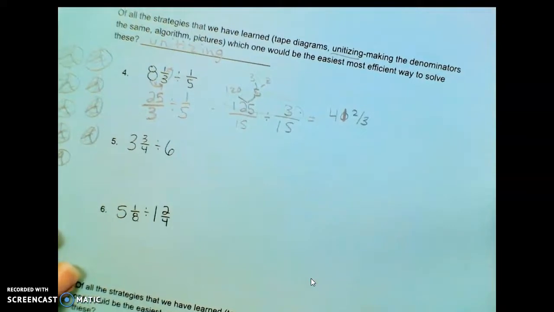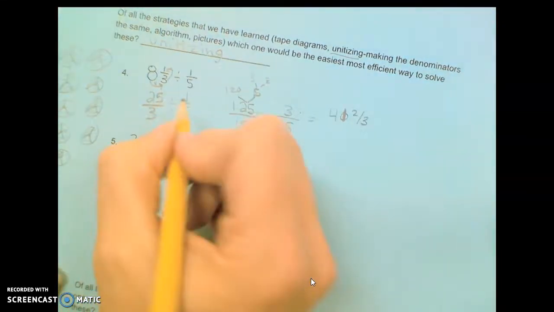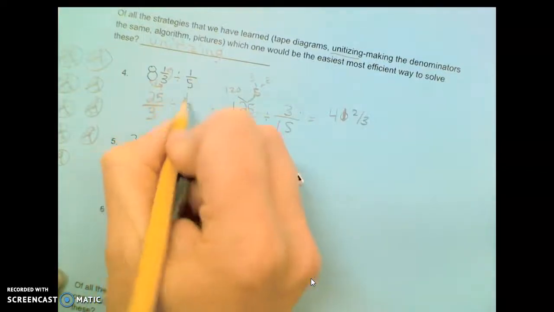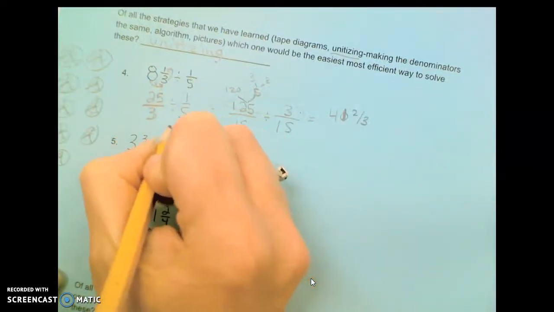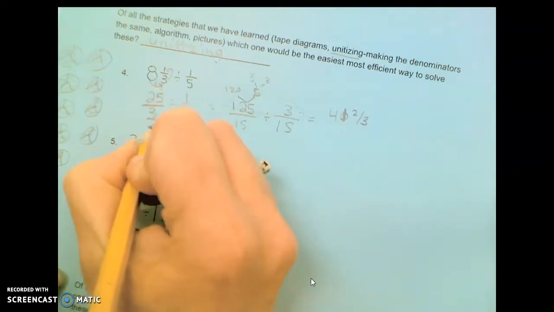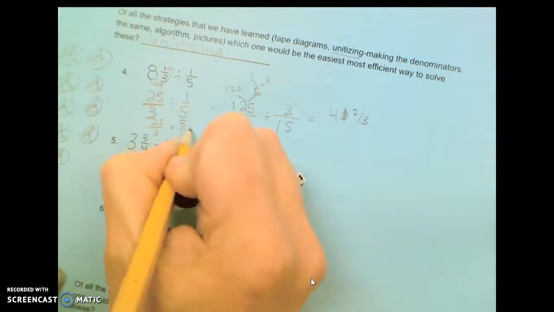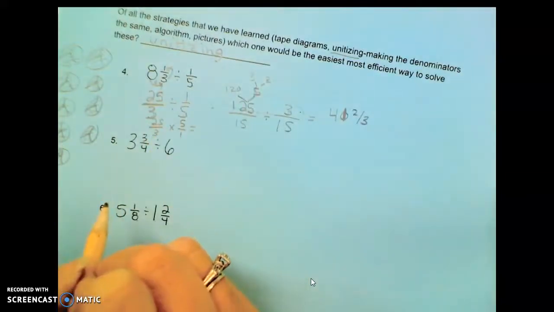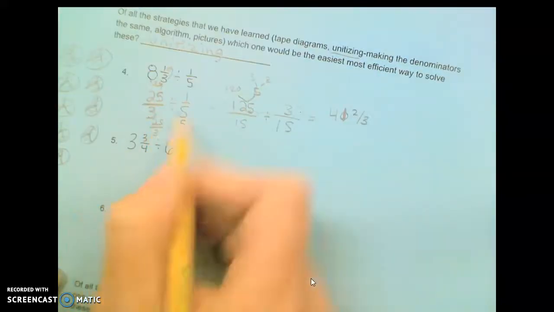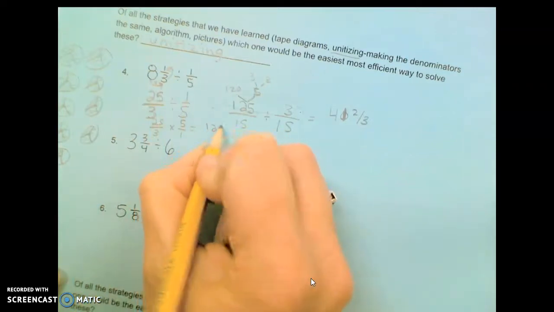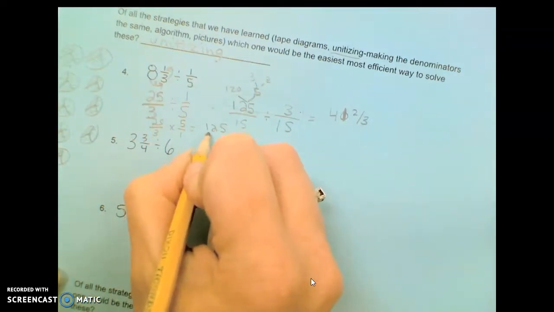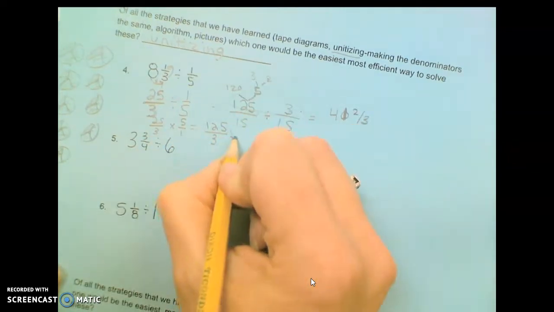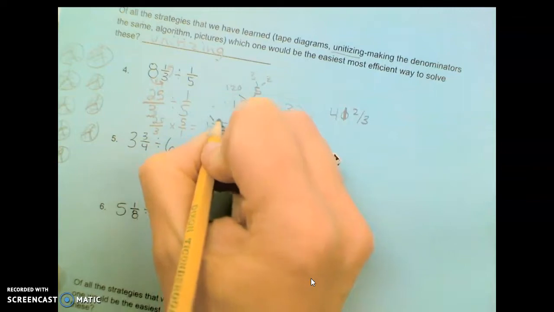So that's one option. The other option is to use the algorithm. Need to divide a fraction by a fraction. Please don't cry. Just flip the second fraction and multiply. So I have nothing I can cross cancel here. So I have 25 times 5. Again, that's going to be 125. 3 times 1 is 3. So now I have to divide it out again.